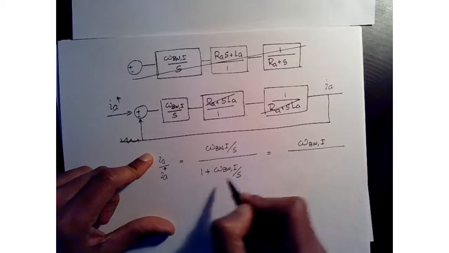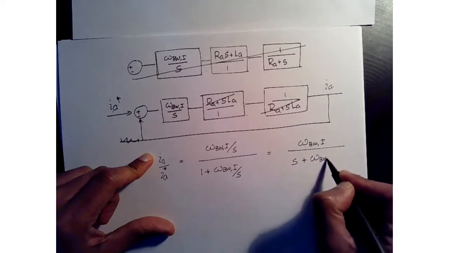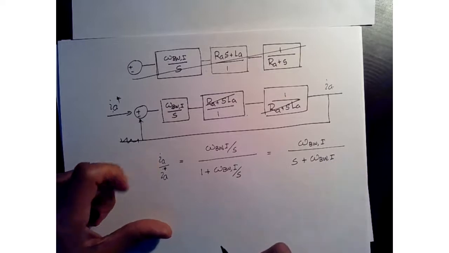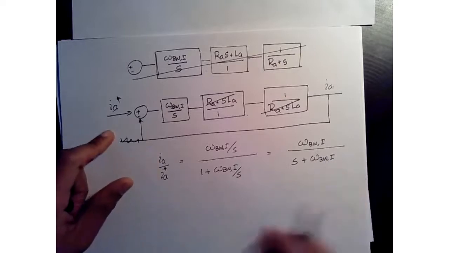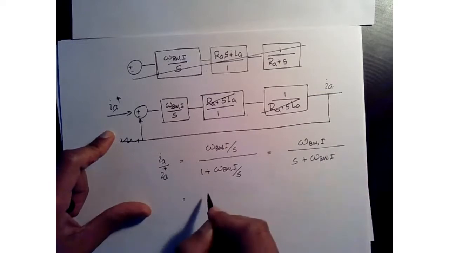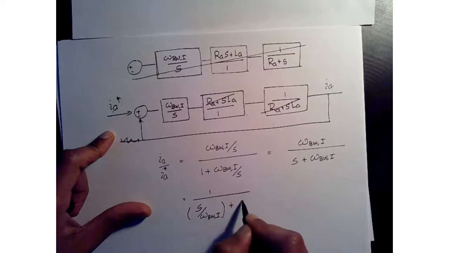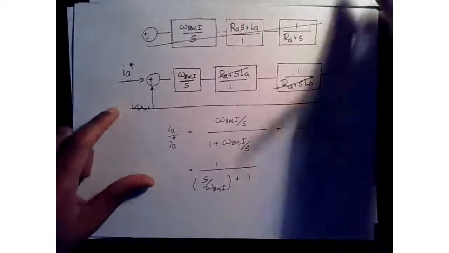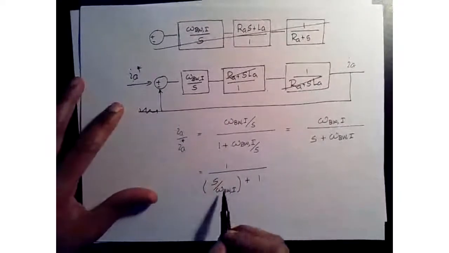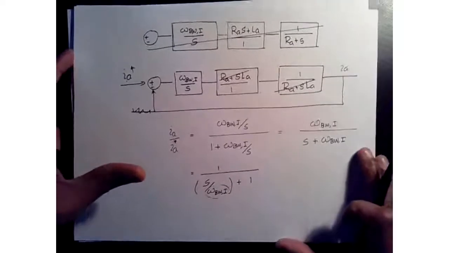We can take the common denominator and cancel out S. S plus omega bandwidth I. Okay, so with this, and I hope you guys remember this. Now, if we take this omega bandwidth out, we're going to get 1 over S over omega bandwidth I plus 1. Okay, a very nice first order response, where the cutoff frequency is based on the bandwidth that we selected.